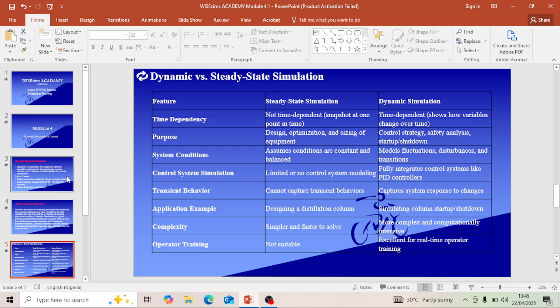So with operator training, especially in the field, since it's a live plant, they're not working on the steady state. They use the dynamic state for it. The training they tend to give operators is in the dynamic state, not the steady state. Right, as I said, steady state simulation is not suitable, and then it's excellent for real-time operator training. All right.